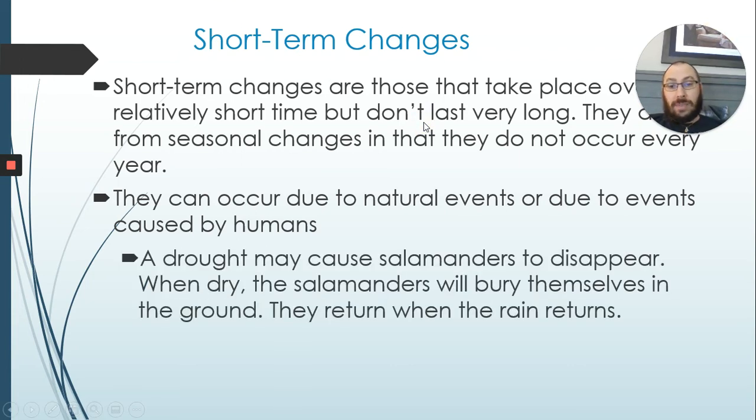We've seen these. An example of a natural one is a drought. A drought may cause salamanders, slimy little salamanders, to disappear when it's dry. The salamanders don't die, they bury themselves under the ground and go into a bit of a hibernation. It's called torpor. Their heart rate slows down and they sit in a nice dormant state until conditions are right for them to come out. A little bit of rain will come down, trickle through the ground, get the salamanders wet, they wake up, they crawl out, and everything is happy.